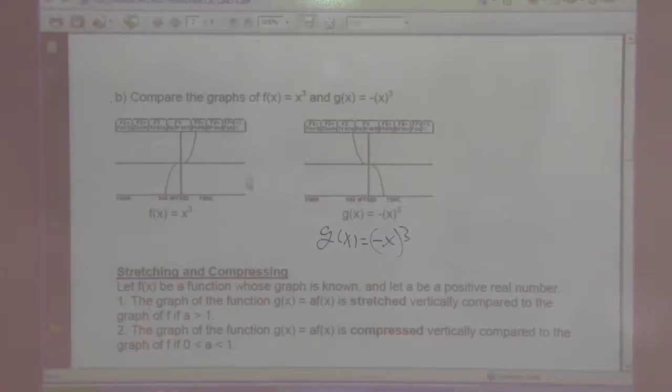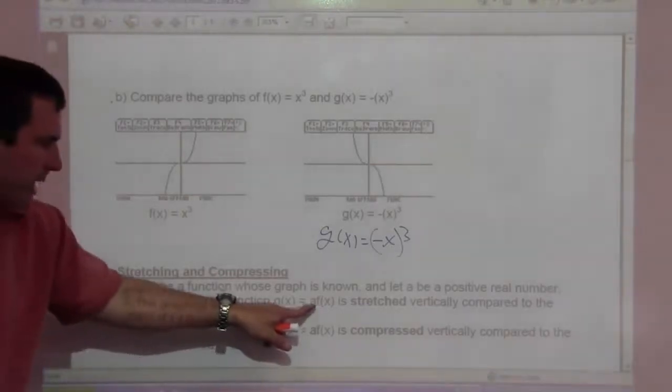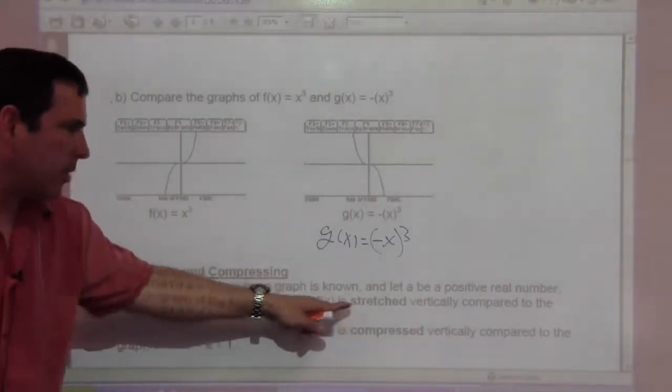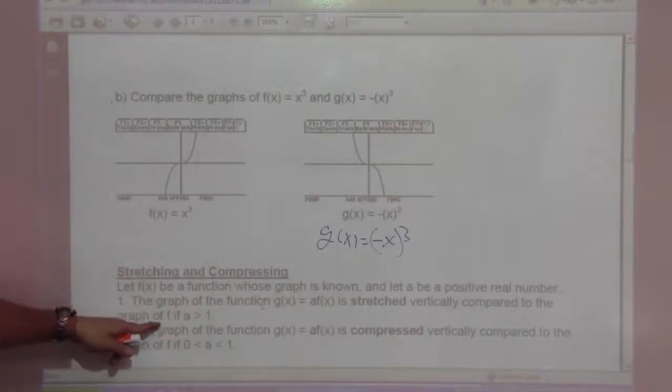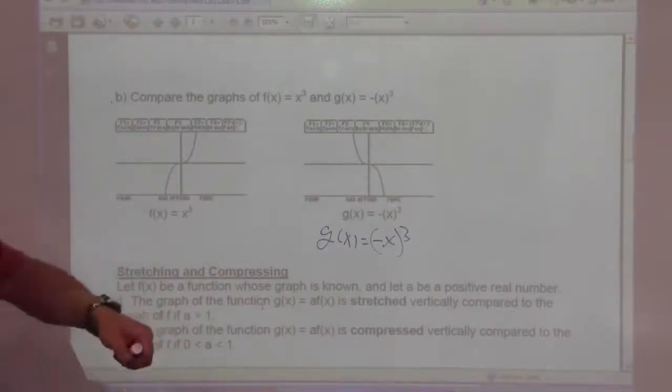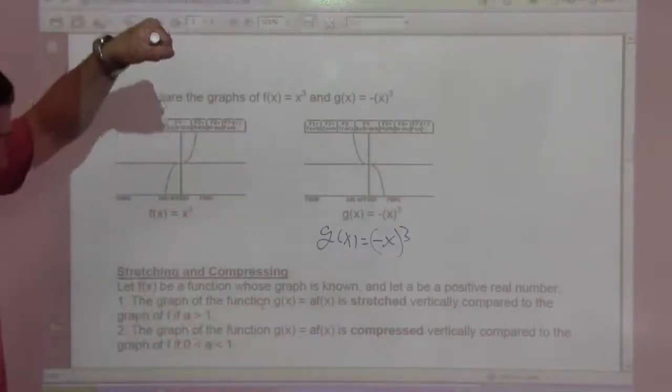So that's reflecting graphs. Now we have stretching and compressing graphs. Let f of x be a function whose graph is known, and let a be a positive real number. The graph of a function g of x equals a times f of x is stretched vertically compared to the graph of f if a is bigger than 1. So it'll stretch it vertically, pulls it vertically.